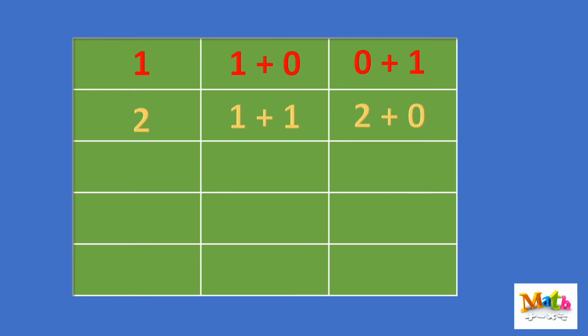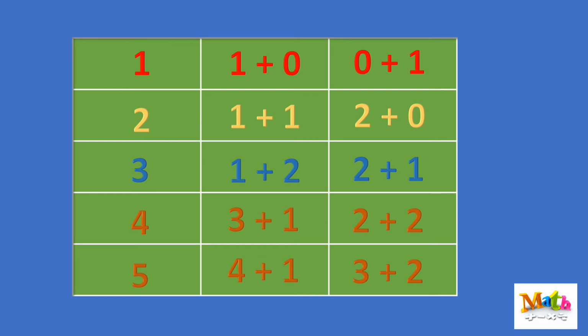Let's verify the answers. For number 1, the answer is 0 plus 1. For number 2, the answer is 2 plus 0. But if you have written 0 plus 2, that is also correct because it is a number partner for 2. For 3, the answer is 2 plus 1. But if you have written 3 plus 0 or 0 plus 3, that is also correct because it is a number partner for 3.